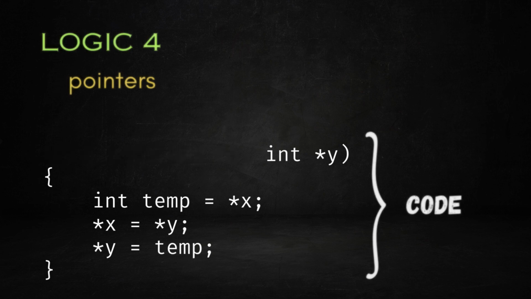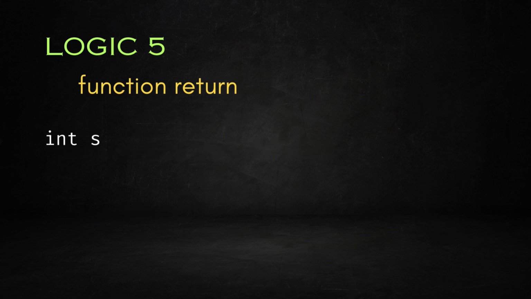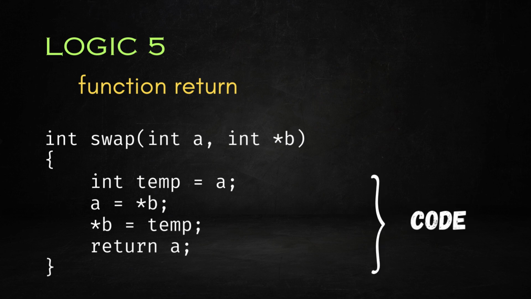And now, a slightly different and interesting approach, using function return values. Here, one value is returned from the function while the other value is updated using reference. int swap(int a, int *b) { int temp = a; a = *b; *b = temp; return a; } This method helps you understand how values move between calling functions and called functions.